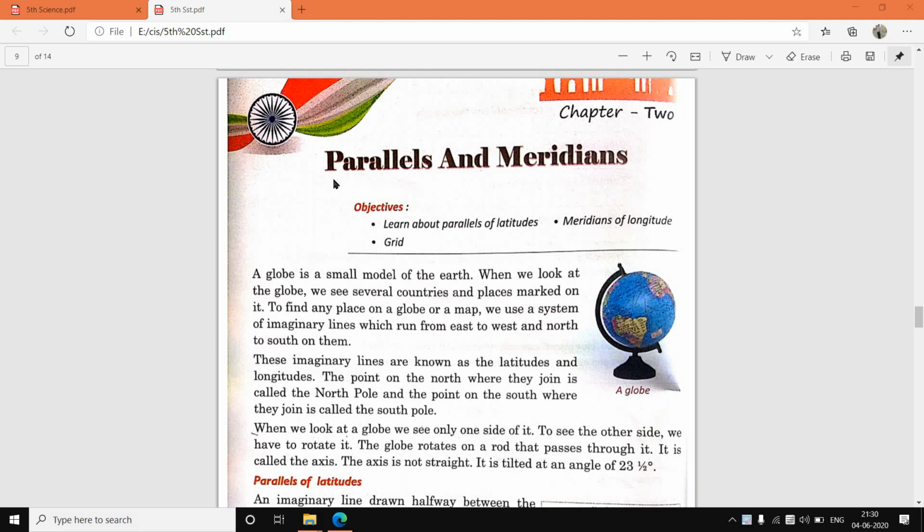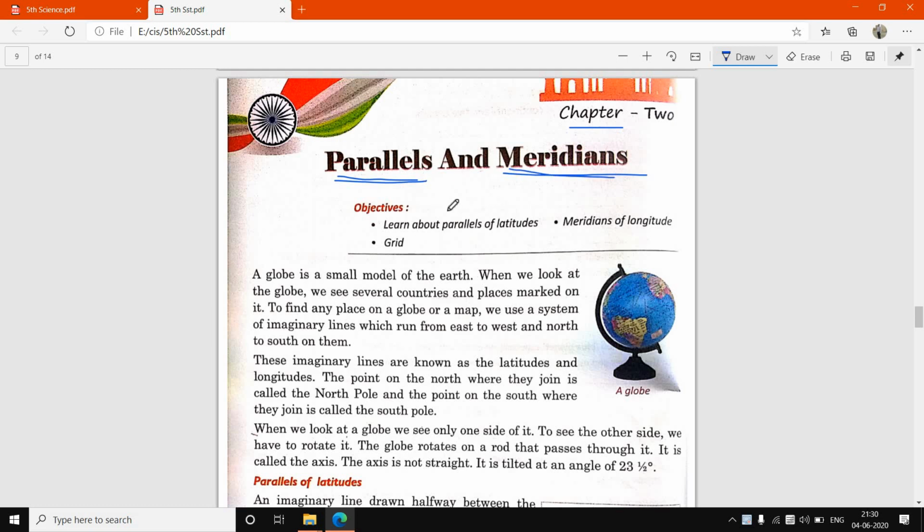Today we will discuss the 5th class social science lecture. Our new chapter, chapter number 2, is Parallels and Meridians. We completed chapter number 1 in the previous lectures. So today we will discuss the chapter Parallels and Meridians.